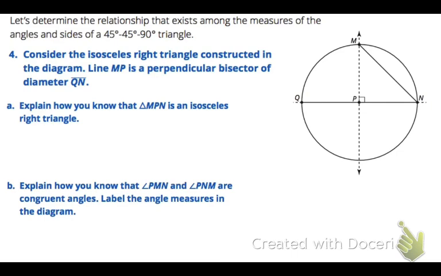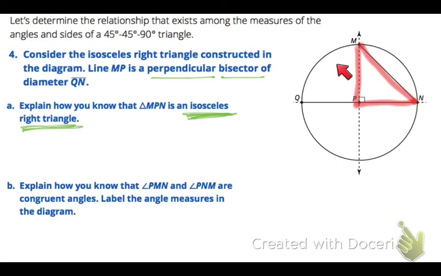So now they're telling you to consider this isosceles right triangle constructed in the diagram, and they're telling you that MP is a perpendicular bisector of QN. So again, perpendicular means right angles, bisector means you're cutting something in half. They're telling you, explain how you know that this triangle here is an isosceles right triangle. Remember that an isosceles right triangle means that you have at least 2 sides congruent, the 2 base angles are congruent, and that you have 1 right angle. So tell me, how do you know that this is an isosceles triangle?